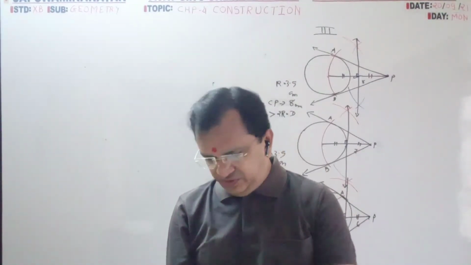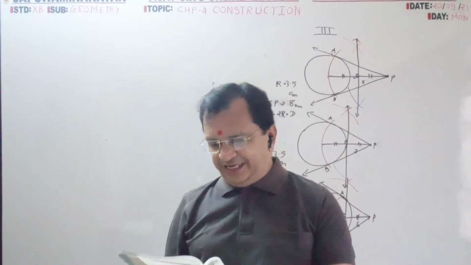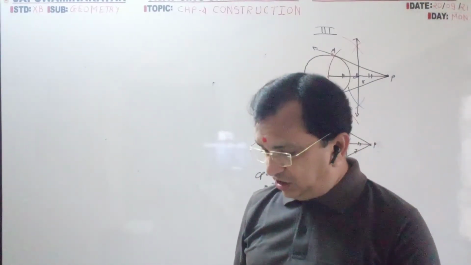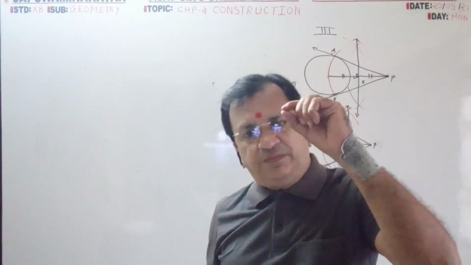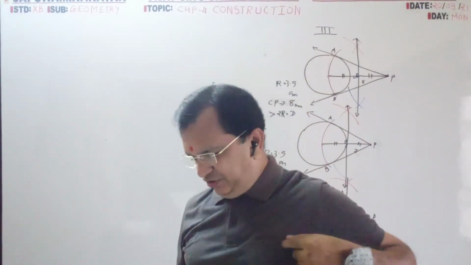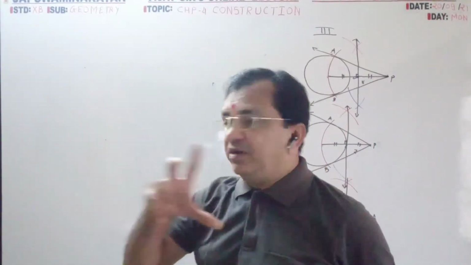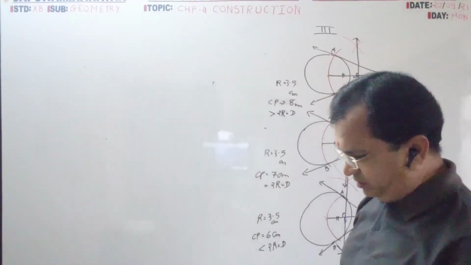MCQs are also very important. The number of tangents that can be drawn to a circle at a point on the circle: from a point on the circle, how many tangents can you draw? 1. That you have to remember. Maximum number of tangents from a point outside the circle, how many can you draw? 2. That you have to remember.